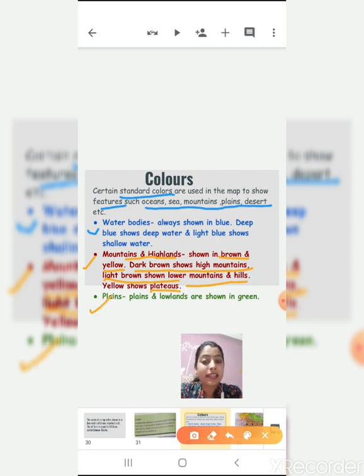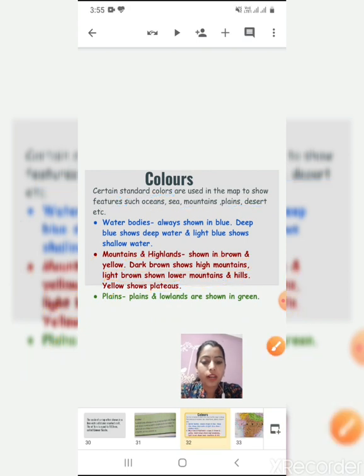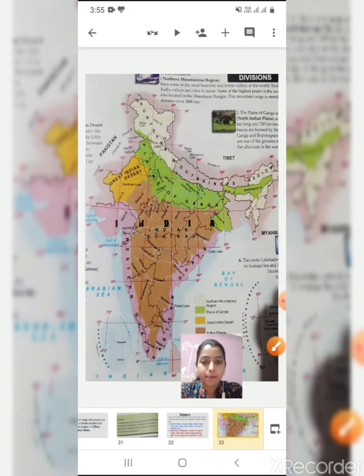Now we have plains. We have plain areas also. So green color shows the plain areas or lowlands. Got it, children? This you can understand more through this map.